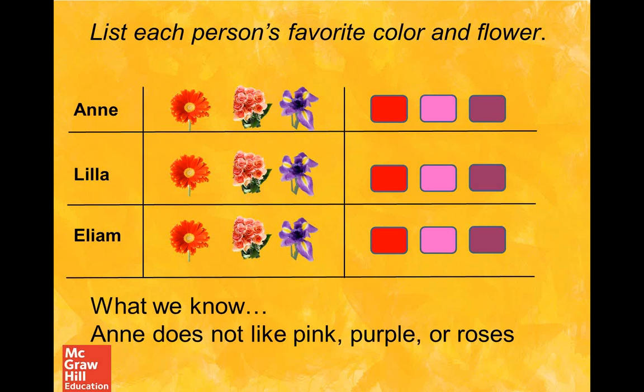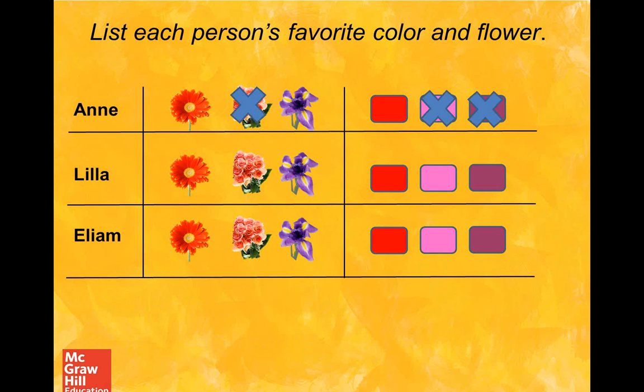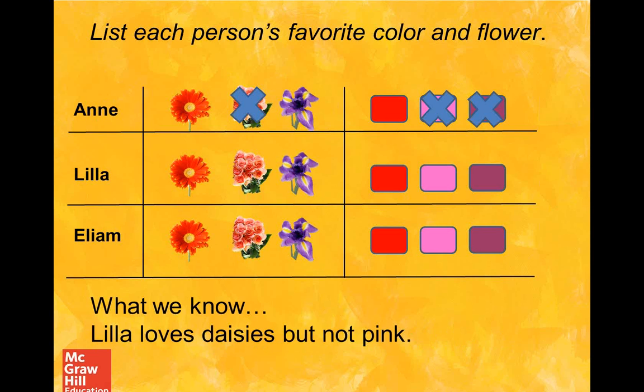Well, for example, we know from reading the problem that Anne does not like pink, so we can place an X on the pink. We know that she does not like purple, so we may cross an X on the purple. And we know that she does not like roses, and we can put an X on that. What else do we know? Well, we also know that Lila loves daisies, but not pink. So we might put a circle around the daisies, knowing that that's what Lila likes. And at the same time, we can then X out pink.